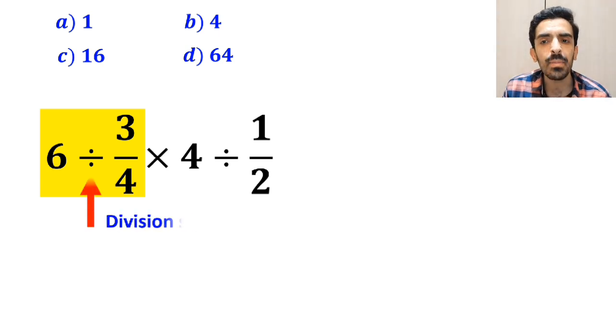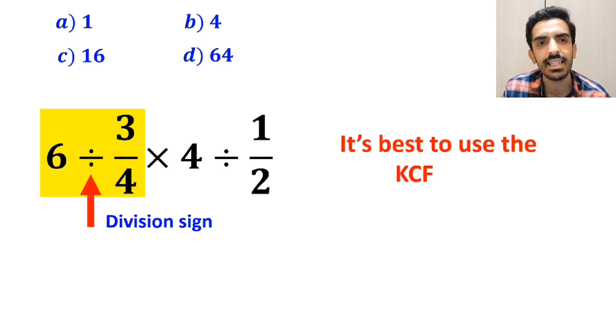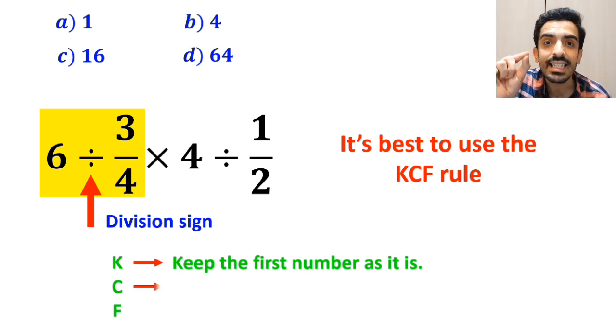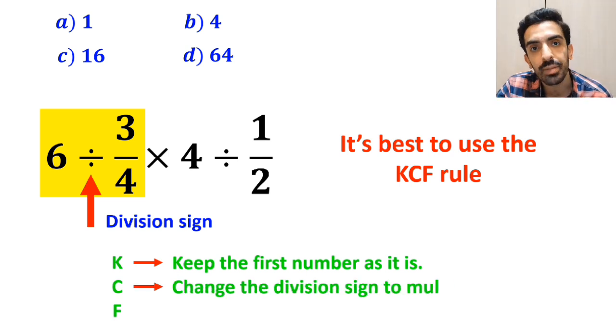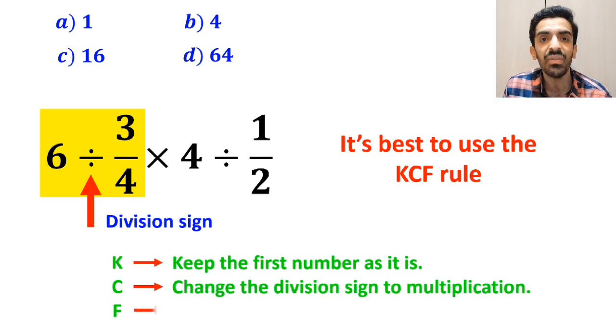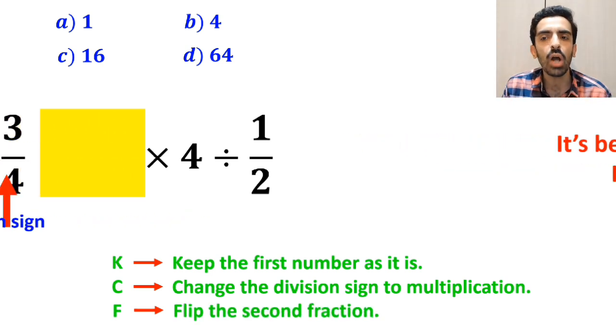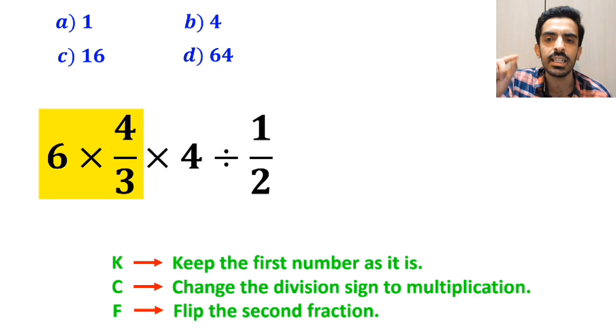Okay, whenever we come across a division sign between 2 terms, it's best to use the KCF rule. And in this rule, K stands for keep the first number as it is. C stands for change the division sign to multiplication. And F stands for flip the second fraction. So, we remove the highlighted part and replace it with 6 multiplied by 4/3.